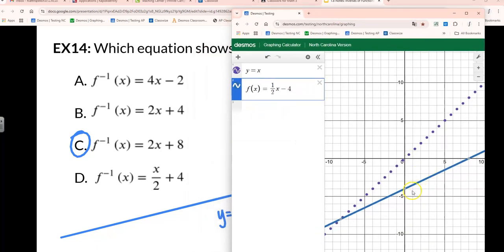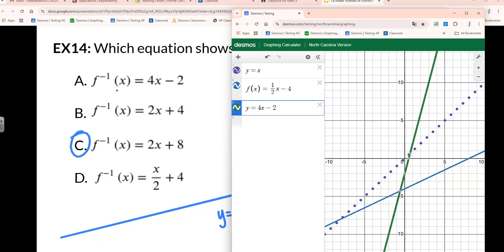That's my original function. I'm just going to type in answer choices. It does not like inverse notation. You just have to call it g of x or y equals or something like that. So y equals 4x minus 2. Is that symmetric? It is not. A can't be the answer.